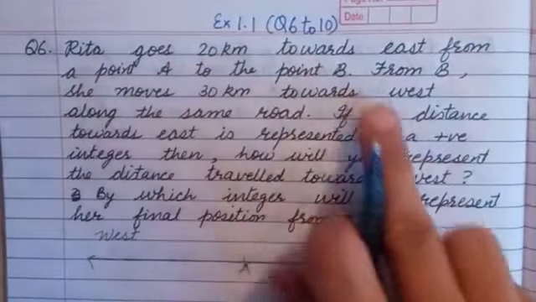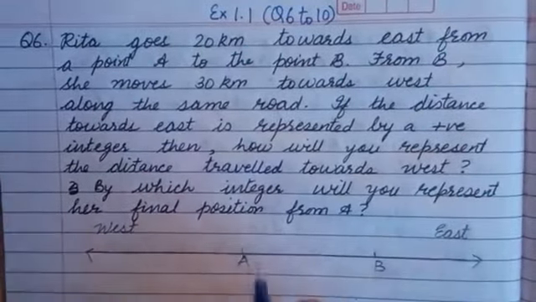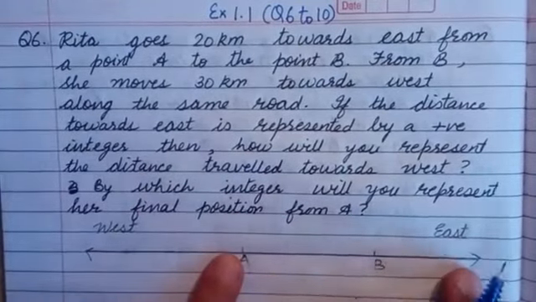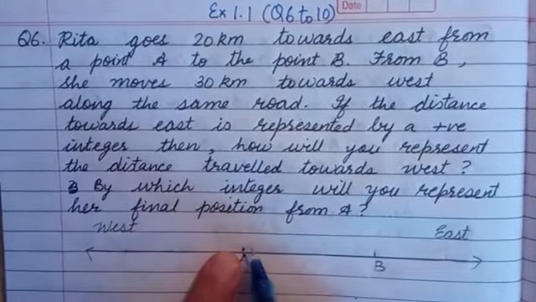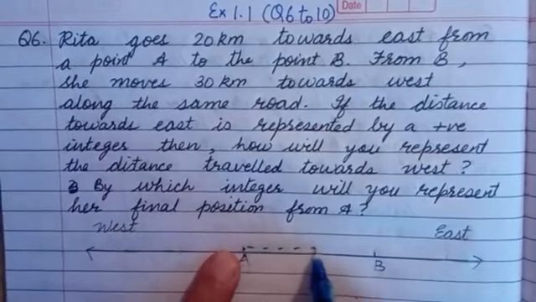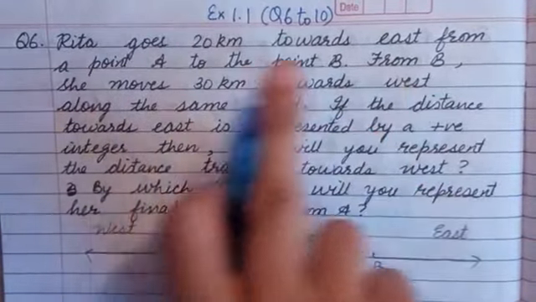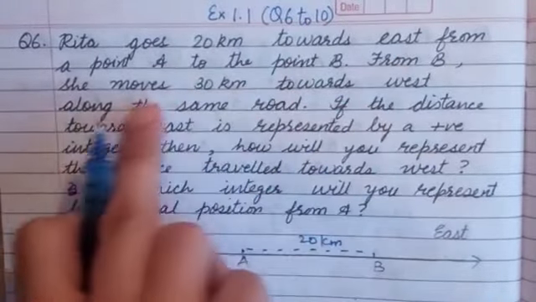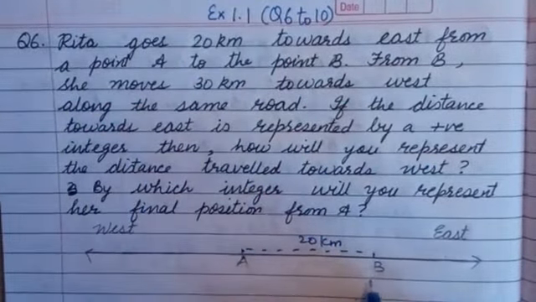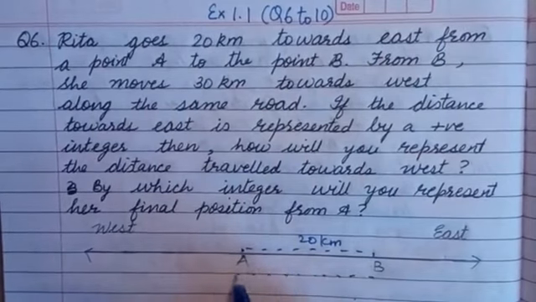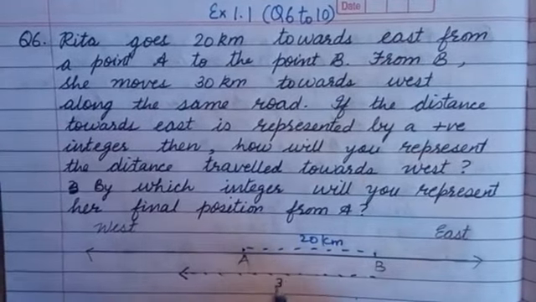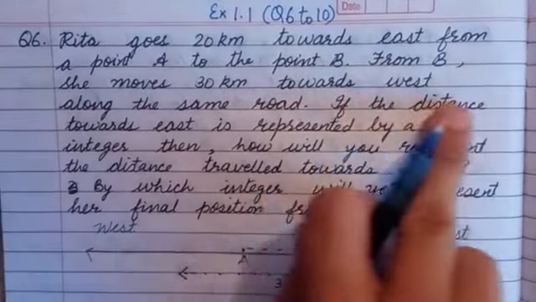Rita goes 20 kilometers towards east. Rita is going towards east from a point A to the point B. She is traveling 20 kilometers. From B, she moves 30 kilometers towards the west along the same road.